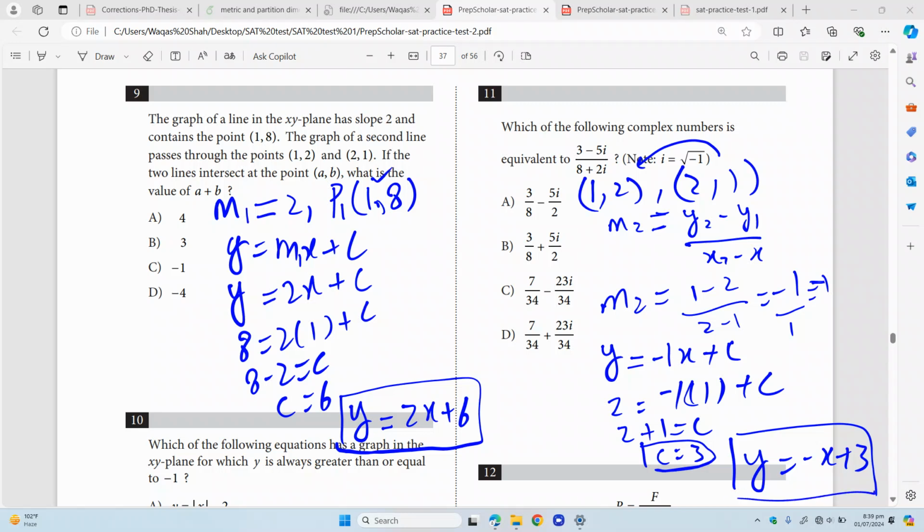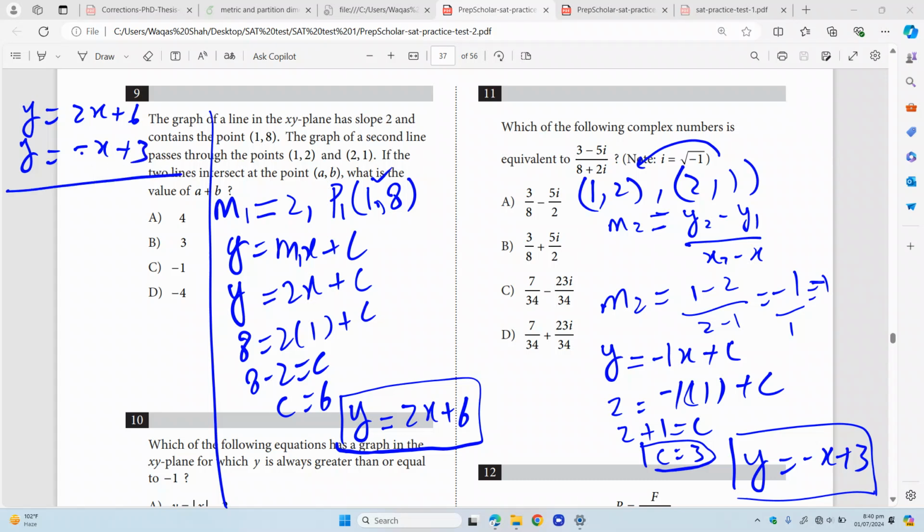Now we can use the elimination method or substitution method, it's up to you, to find the values of x and y. Okay, so if we use the elimination method, it will be y is equal to 2x plus 6, and then y is equal to minus x plus 3. You can see the coefficients of y are the same, so we can subtract. Okay, this finishes y to 0, and then 3x plus 3, so minus 3 is equal to 3x, dividing by 3, so we will have x is equal to minus 1.